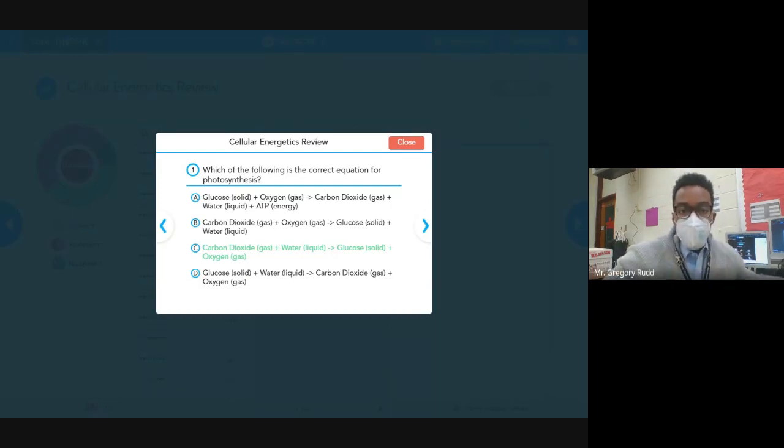So photosynthesis, we got to think about the plants doing photosynthesis. They take carbon dioxide and they also need water. They need a constant water source. And they turn it into glucose. They turn it into food. That's why we call them autotrophs. And in the process, they produce oxygen that we can use to breathe.